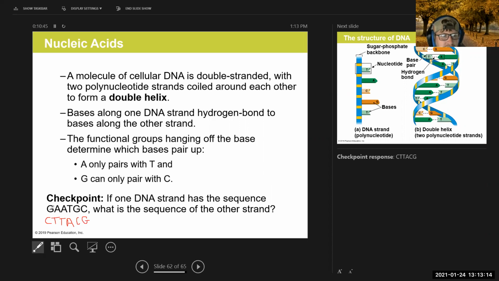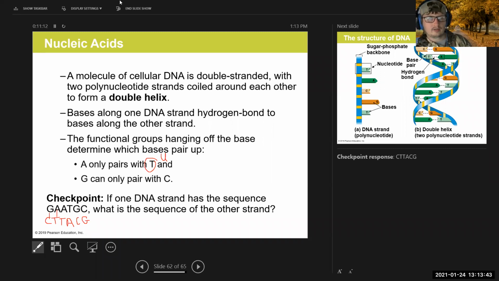And that's because G always pairs with C and A always pairs with T. This is always going to be the case for DNA. RNA differs a little bit in that RNA does not have thymine. It has uracil, which is a U. So in that case, for RNA, A always pairs with U, and G always pairs with C. Okay.